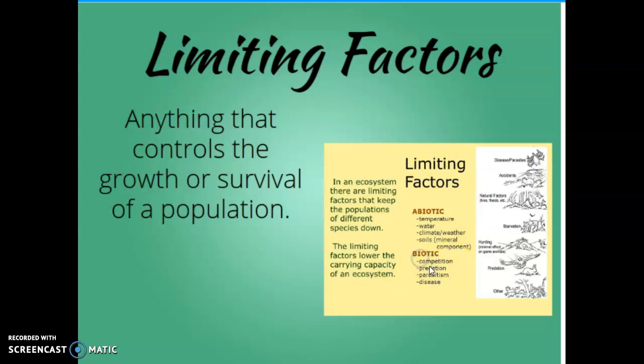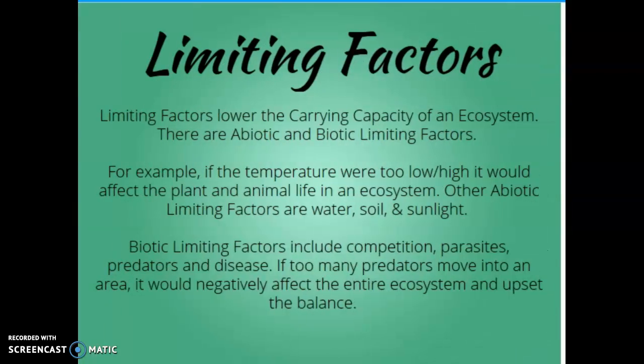If you take competition, if there are more animals competing over the same food source, that's going to change the growth and survival of those populations. If there are a lot more predators in an area, you would have less prey. And then there's parasitism, which we've talked about, and disease can also affect how things grow and survive, and those are limiting factors.